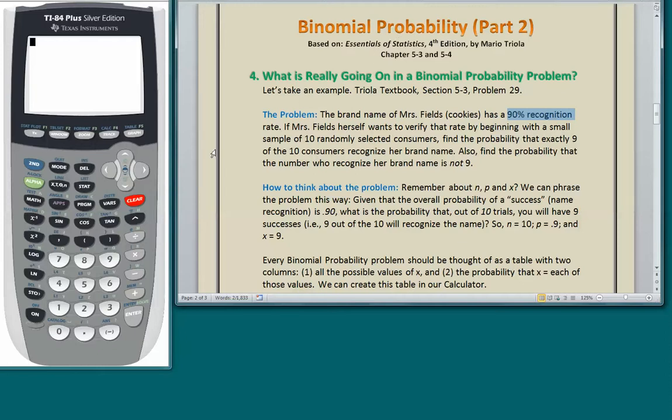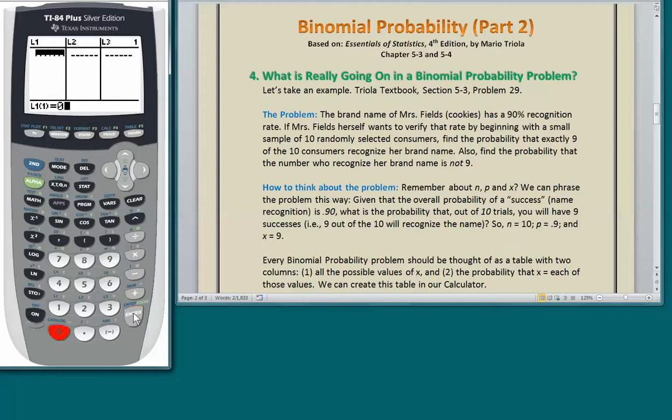So we're going to go to the calculator now and create this table in our lists. And the way we're going to do that is we're going to press the Stat key and the Enter key, and that will take us to our lists. And in list 1, we're going to put in all of the possible values of x. Well, again, out of 10 people, it's possible that none of them have heard of Mrs. Fields. So the first number we're going to put in is 0. It's also possible that 1 person has heard of Mrs. Fields. It's also possible that 2 have heard of Mrs. Fields, all the way up to 10.